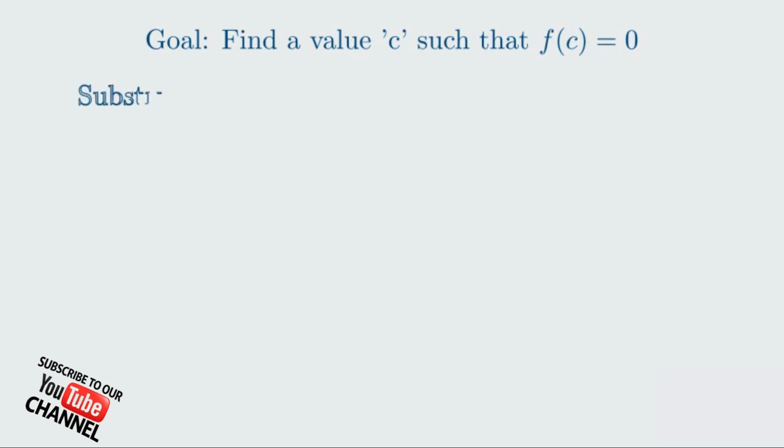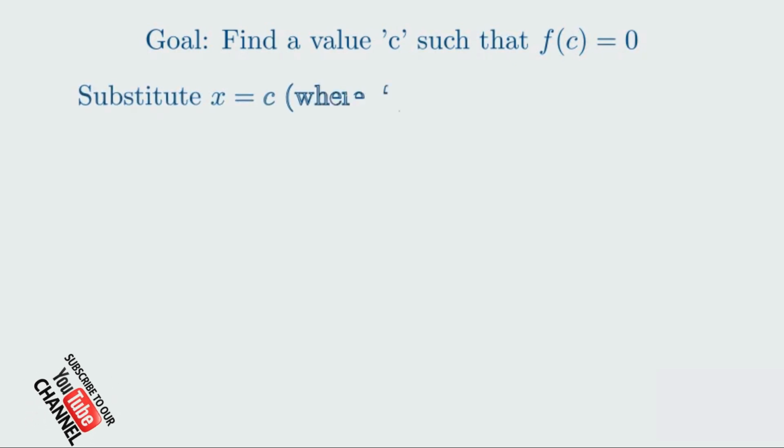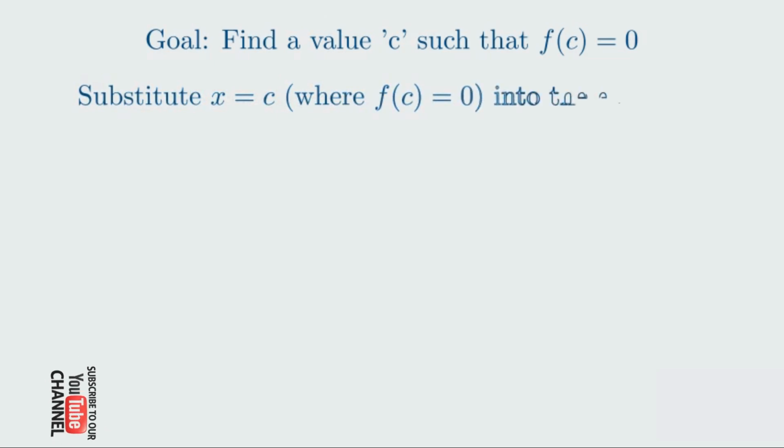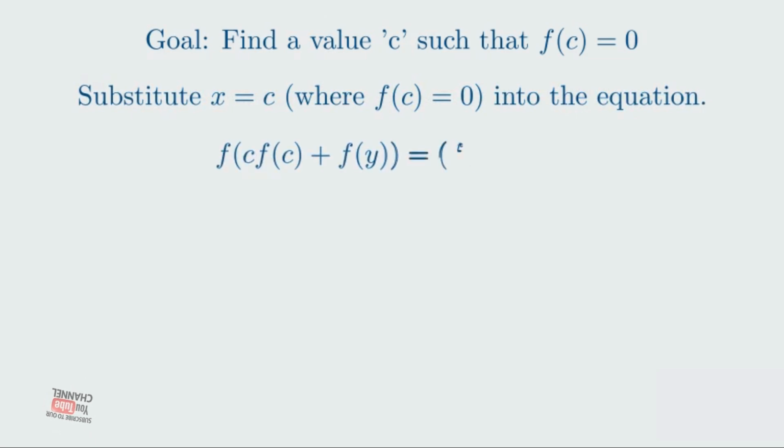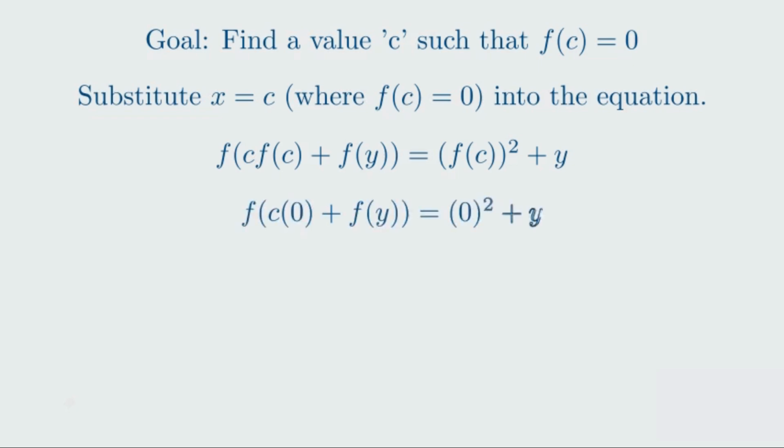If such a c exists, we can substitute it into our original equation for x. We'll replace x with c, and remember that we are assuming f(c) is 0. The equation becomes f(c f(c) + f(y)) = f(c)² + y. Now, we can use our assumption that f(c) is 0. Watch how everything simplifies. Since f(c) is 0, the term c times f(c) becomes 0, and the term f(c)² also becomes 0. This leaves us with a much simpler equation, f(f(y)) = y. Let me repeat that, f(f(y)) = y.